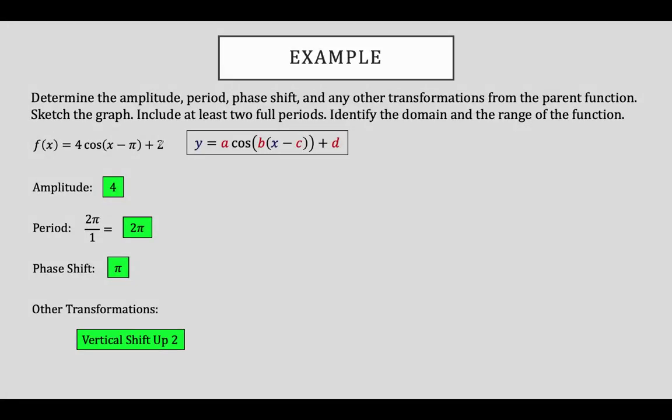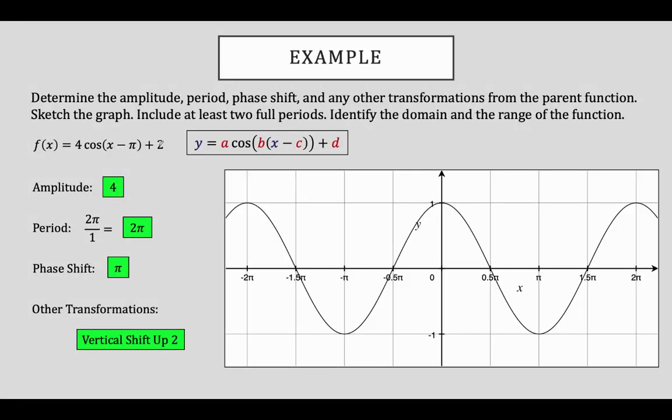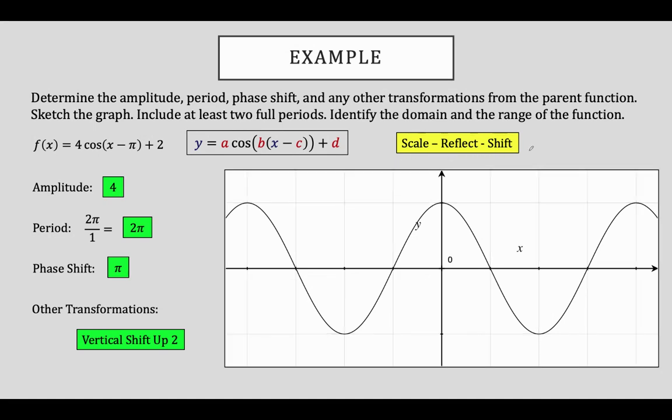So let's begin to now sketch our graph. Always want to start with the shape of our parent function. And remember that the cosine of 0 is equal to 1. The y-intercept of our cosine function is 1. Okay, there's our parent function. We want to go in the order, scalings first, then reflect, and then shift. So we clear out our x-axes and start with a fresh graph.